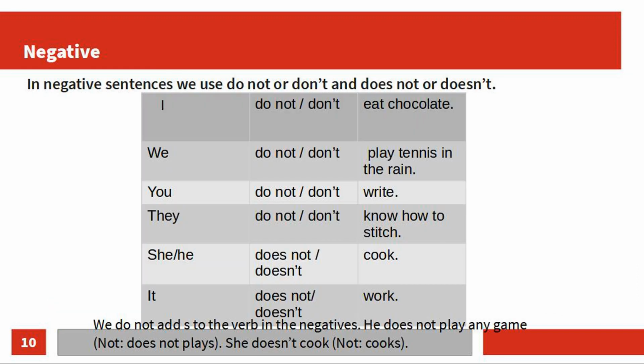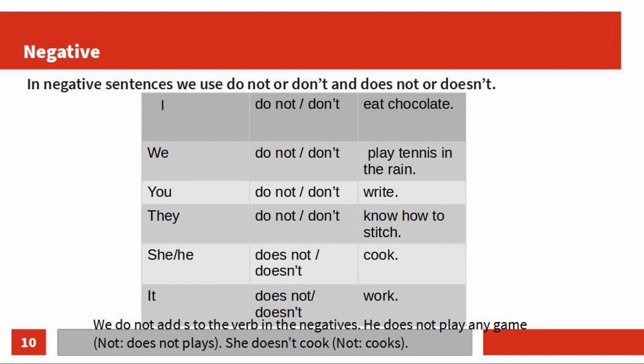Negative. In negative sentences, we use do not or don't and does not or doesn't. I don't eat chocolate. We don't play tennis in rain. You don't write. They don't know how to stitch.